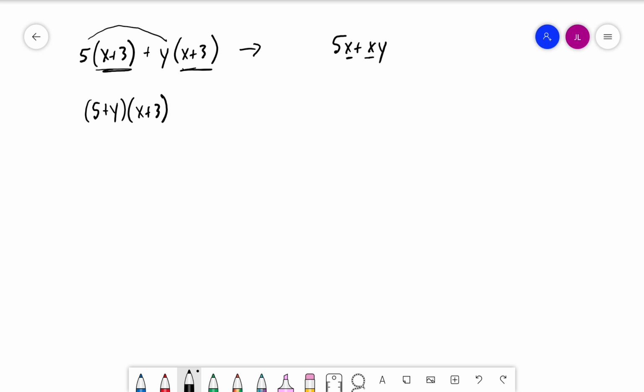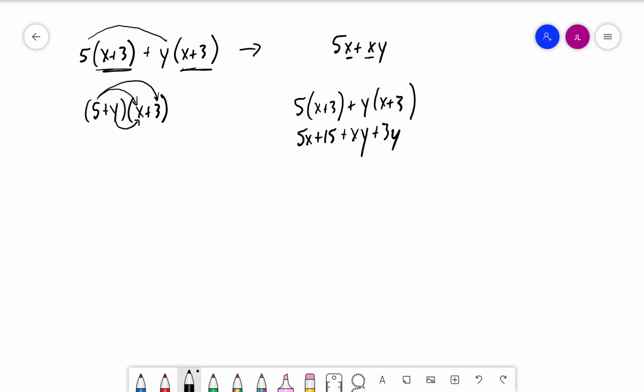And we say, well, how does that work? Well, let's say we have 5 times x plus 3 plus y times x plus 3. Now let's distribute this all out. 5 times x is 5x, 5 times 3 is 15, and then y times x is plus xy, and y times 3 is 3y. So we have 5x plus 15 plus xy plus 3y. Now what if we look at how we do this here? Remember, we're going to distribute each term throughout. So we're doing the same thing. This is just sort of a shorthand form.